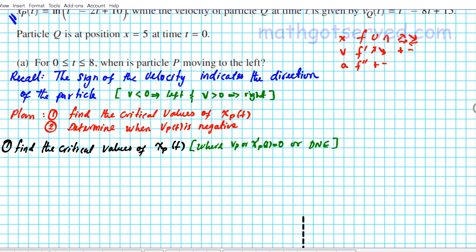All right, let's go ahead and find it. First things first, we'll find the derivative, starting with the position function x_P(t) = ln(t² − 2t + 10).